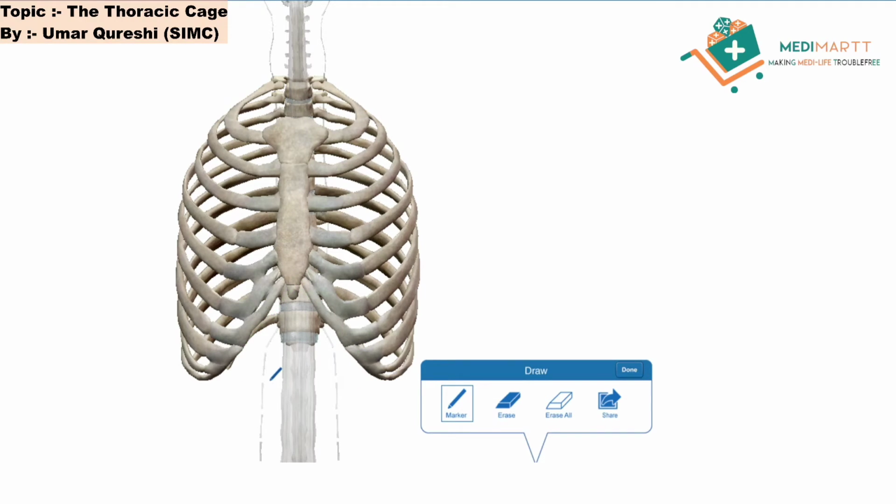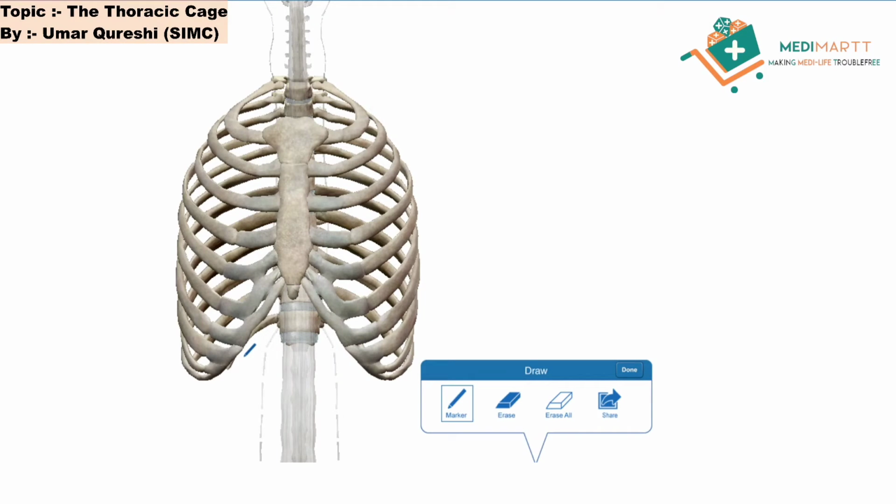What are the things that are forming this infrasternal angle? It is formed by the 7th, 8th, 9th and 10th costal cartilages and the xiphoid process. So it forms basically an infrasternal angle. So that is the point.